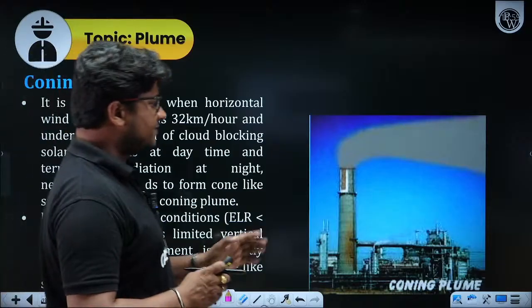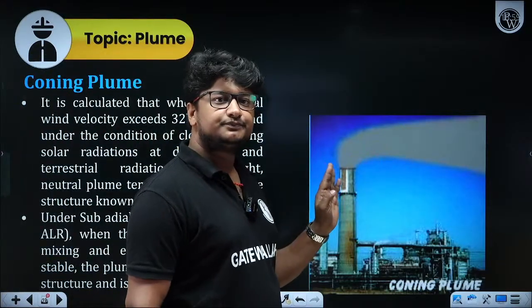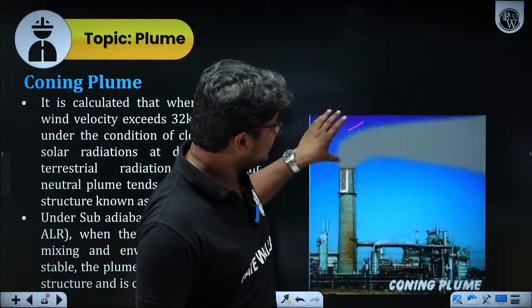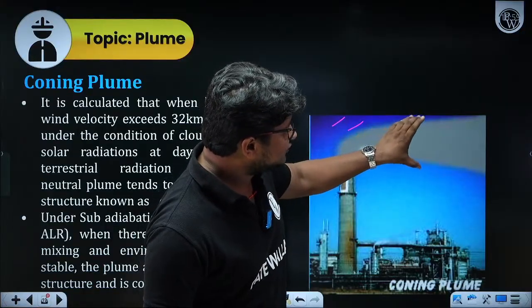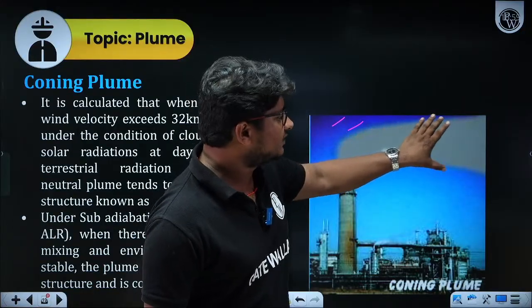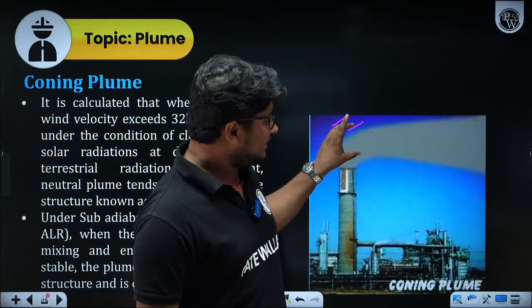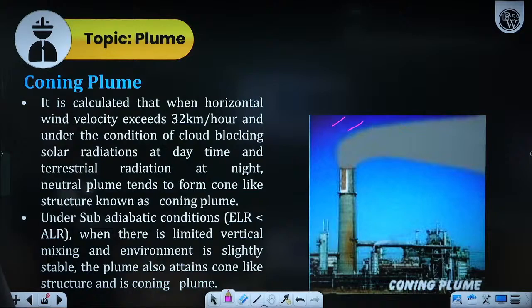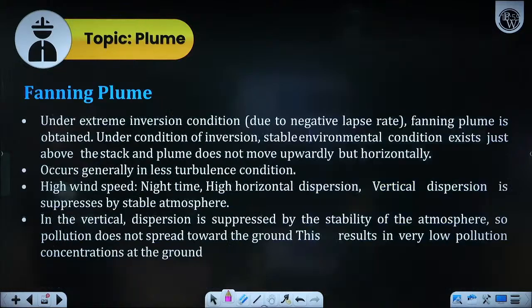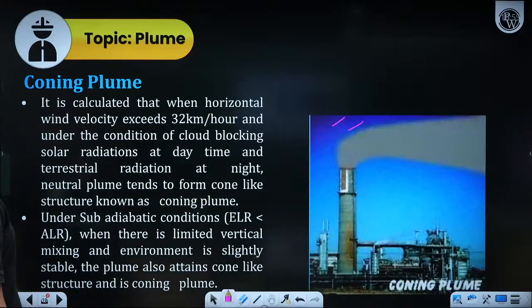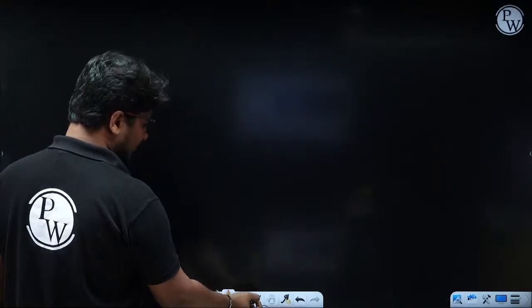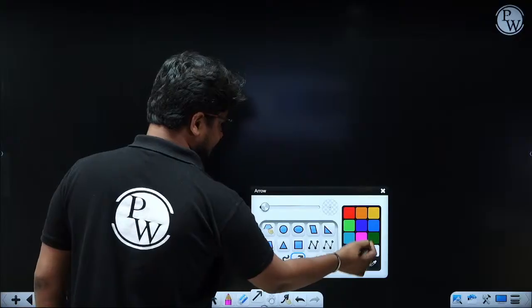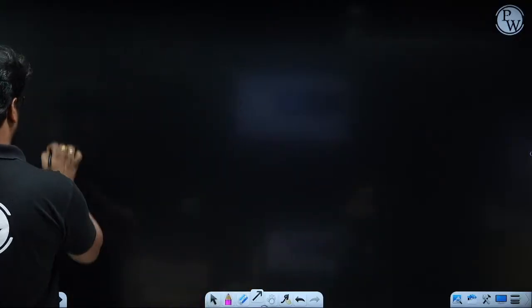This is a real life picture for the coning part. You can see here the plume is slowly, so that's why vertical mixing is not that great, but slowly it is going in the vertical direction. Clear? So after coning, we'll go for the next case.